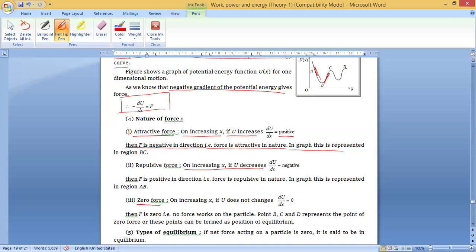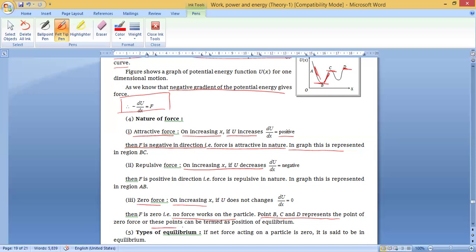Third, zero force. On increasing x, U does not change, which means du by dx is 0. So at point C and point D, F is 0, meaning no force acts on the particle. Points B, C, D represent points of zero force. At B the slope is 0, at C the slope is 0, at D the slope is 0, which means du by dx is 0, so F is equal to 0.